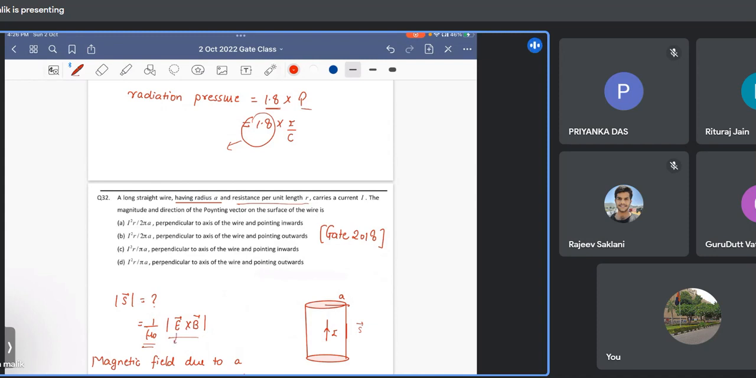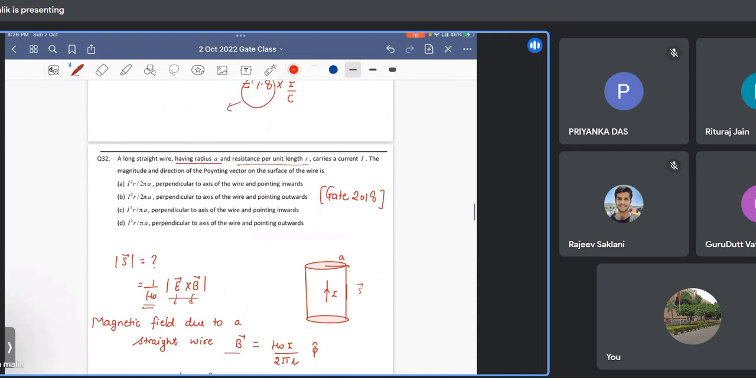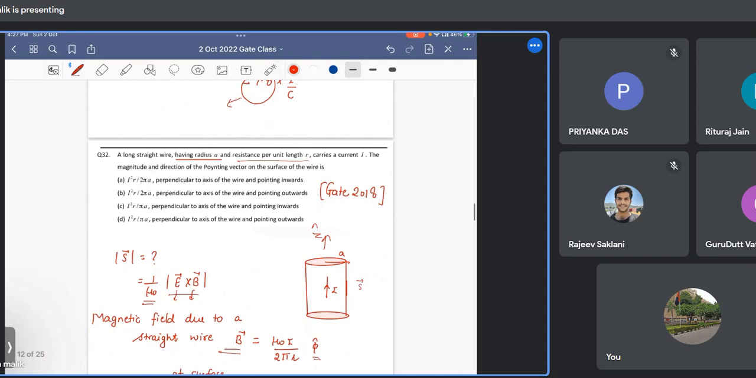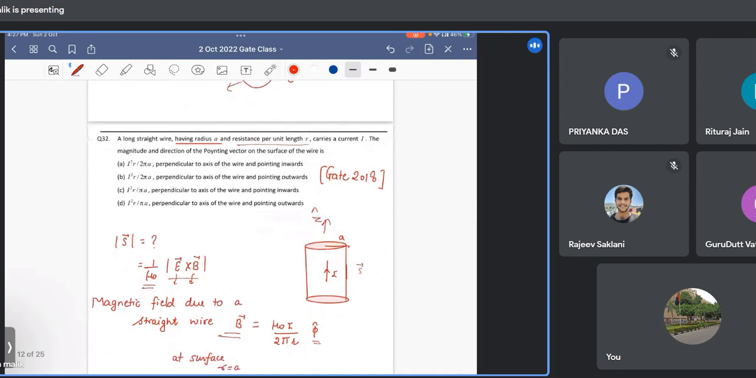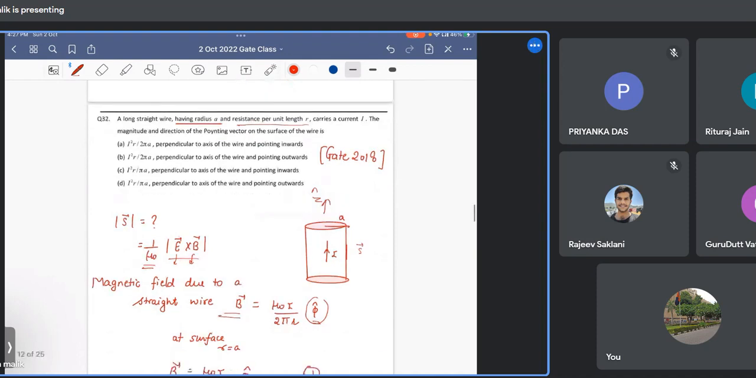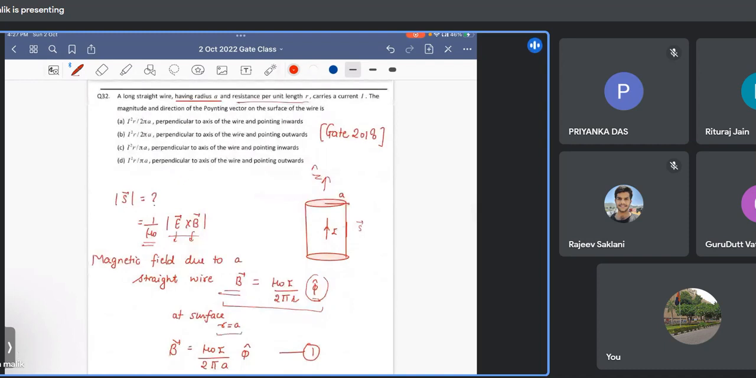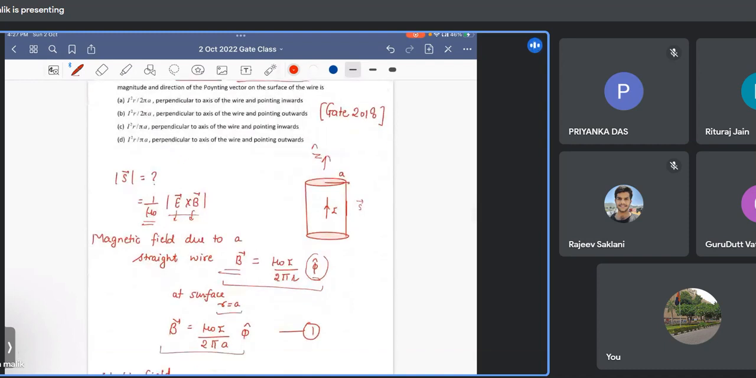So we have to know what our electric field is and what our magnetic field is. The magnetic field due to a straight wire is given by mu naught I upon 2 pi r. The direction is phi cap. If this is the direction z cap, you can hold your wire in your right hand, and then your fingers will give the direction of the magnetic field. This is the analogy used to calculate the direction of the magnetic field. At the surface, the radius r will become a. So this is the magnetic field.